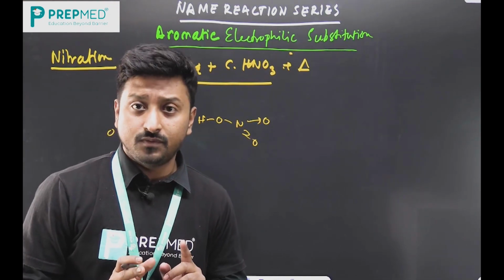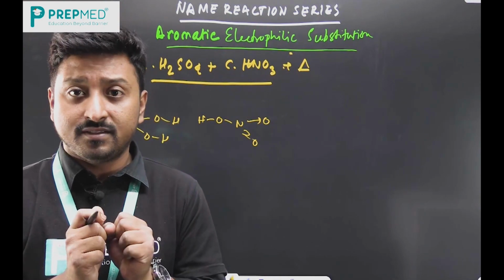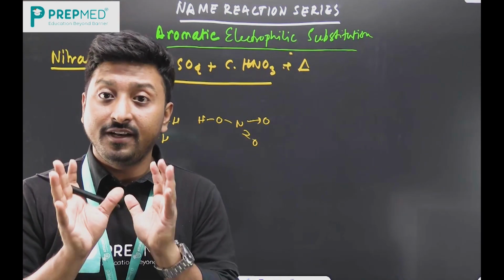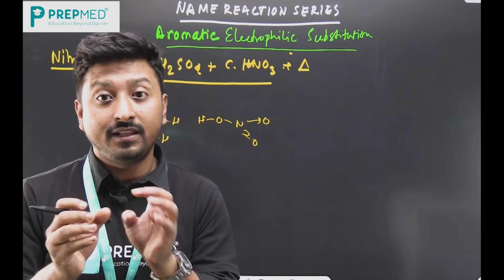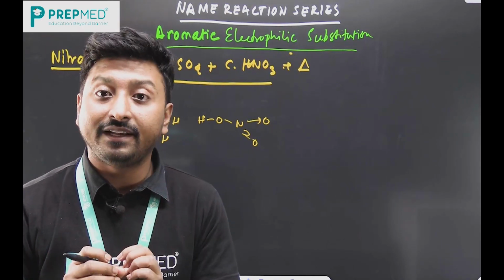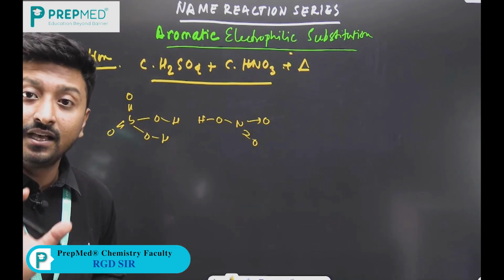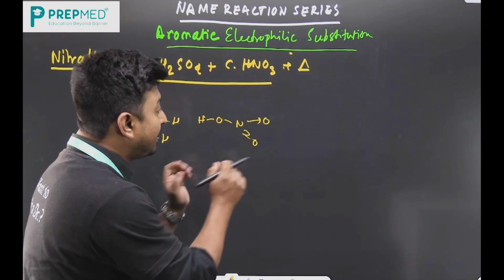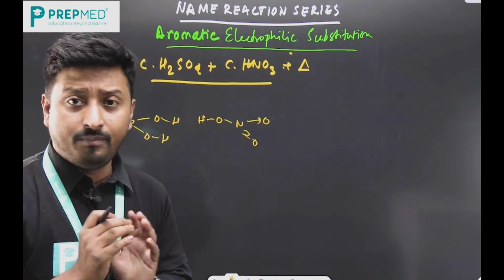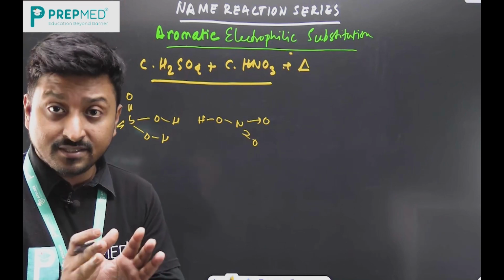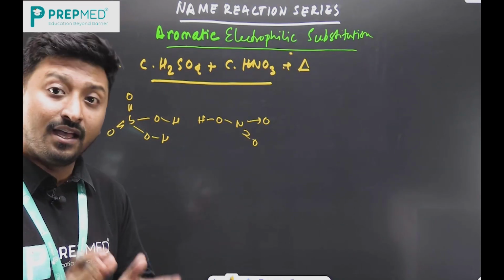But remember always one thing: when two acids are mixed, the one which is stronger will act as an acid, and the one which is weaker will act as a base. So in this case, your sulfuric acid is a strong acid and nitric acid is comparatively weaker compared to sulfuric acid. So nitric acid will behave as a base and sulfuric acid will behave as an acid.